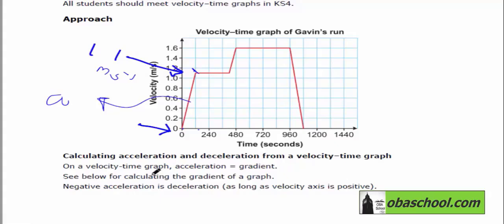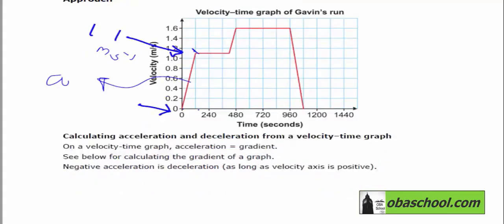the acceleration. We are going to see how to calculate the gradient of a graph, but pay attention to this point. That negative acceleration is deceleration. So deceleration is equal to minus acceleration.